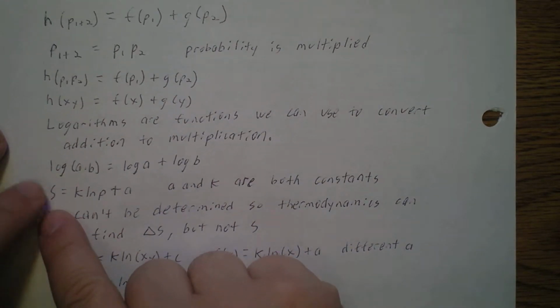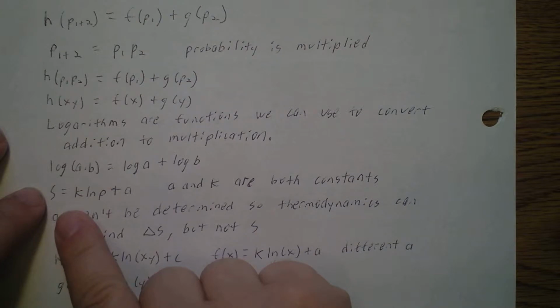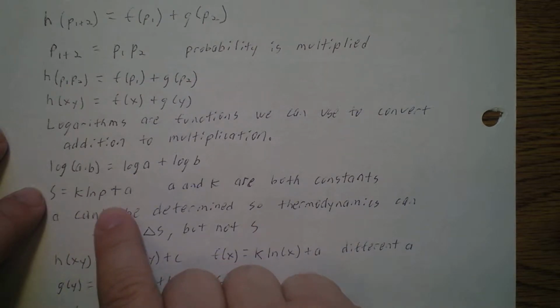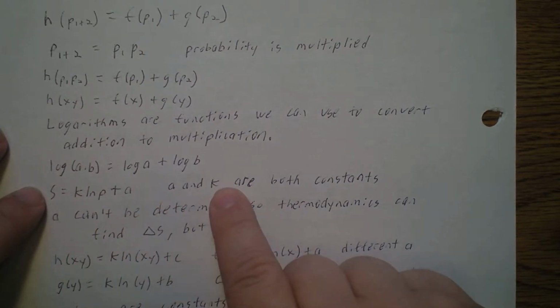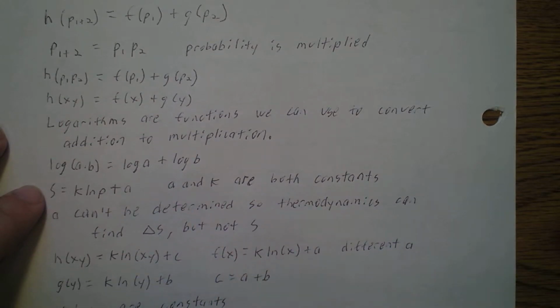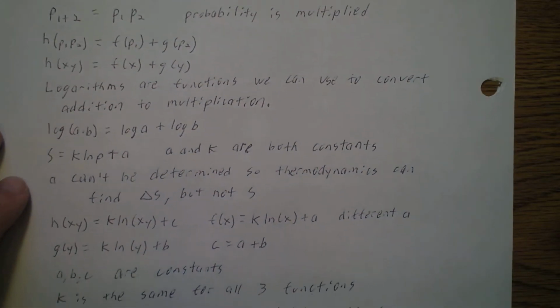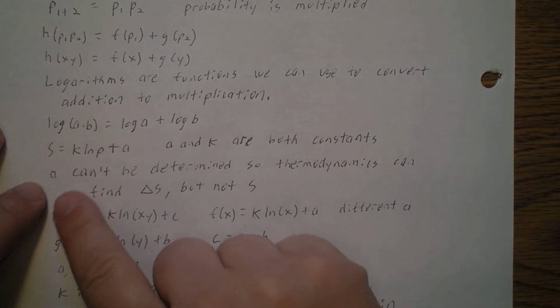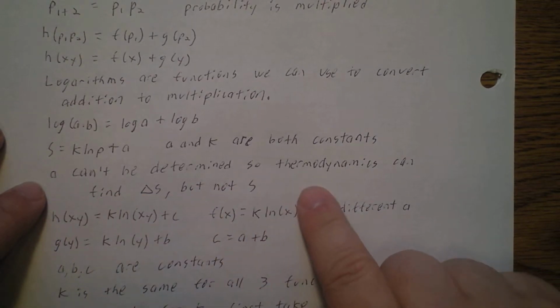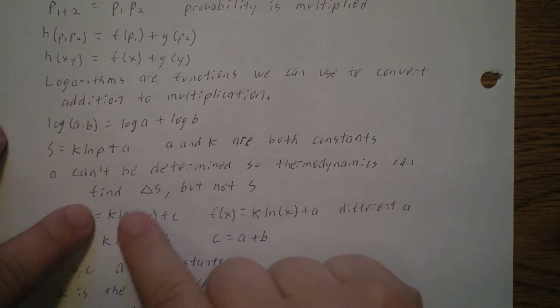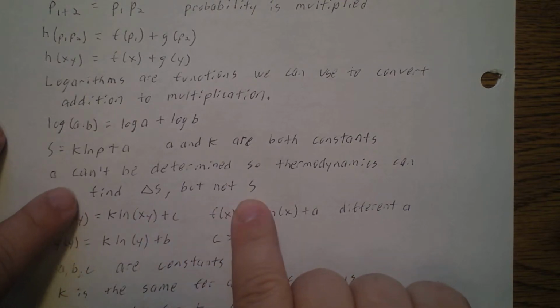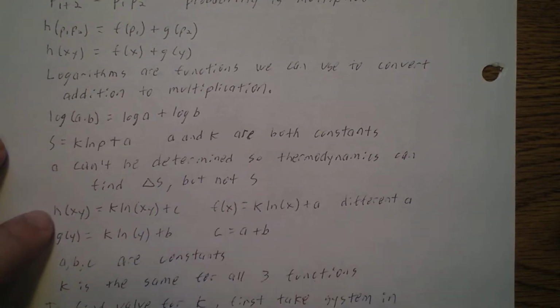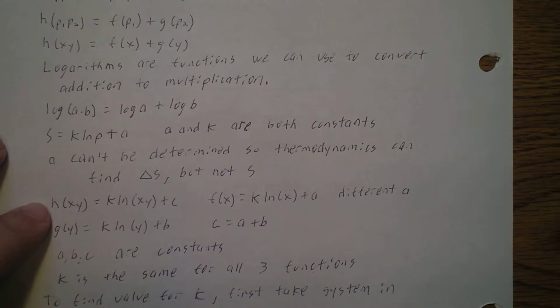We're actually going to say, okay, entropy is some constant k times the natural log of probability plus a. So a and k are some sort of constants. We don't know what they are yet, but we've got to try to see if we can derive them. Now a can't be determined, which is why thermodynamics can find the change in entropy, but not absolute entropy. Now remember, that's emphasis on the thermodynamics though.